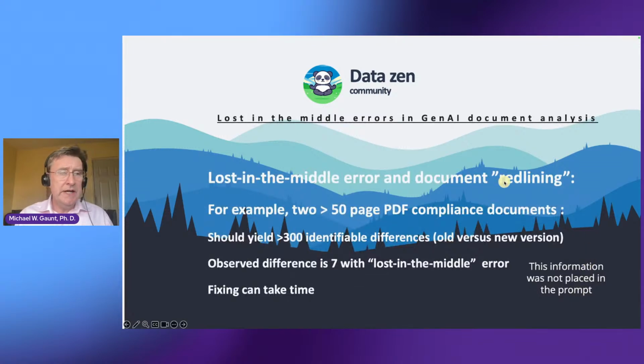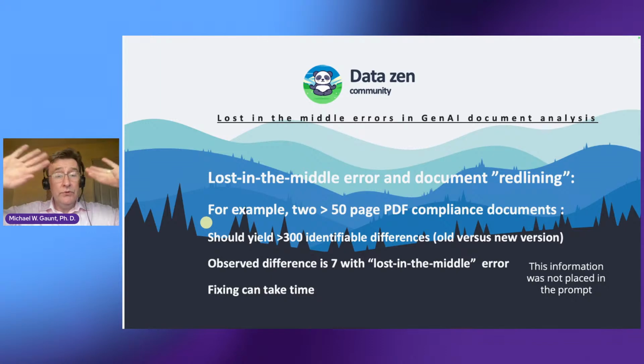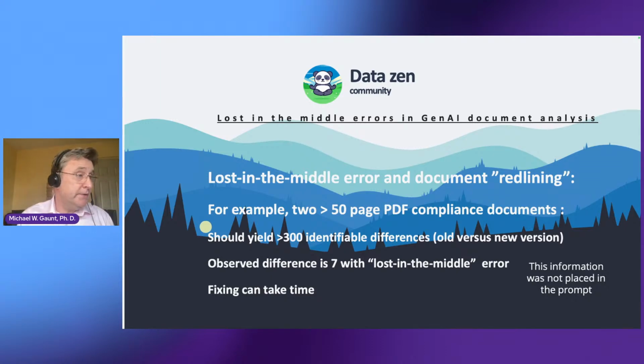So just to go through, again, lost in the middle. As an example, if you feed two 50-page PDF compliance documents into GenAI, into an LLM, GPT-4o was an example here, it should have yielded greater than 300 differences, the old versus a new version. In fact, the answer was it actually yielded less than 7 differences. And those 7, of course, were at the beginning and at the end. It's a classic lost in the middle error. And if you're not aware that that's going to be a problem, that really is an issue, because you'll generate serious bugs in your framework and not understand that those are bugs.